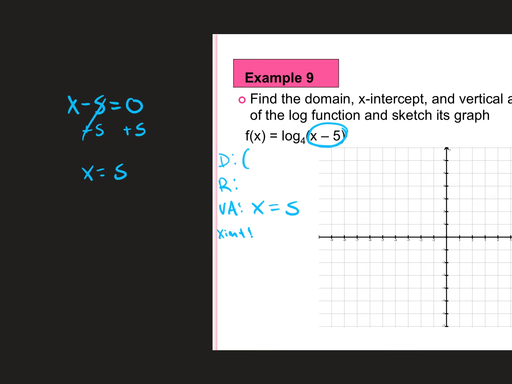And that means my domain goes from 5 to infinity. My range is always negative infinity to infinity with log function graphs. And then my x-intercept, I'm going to plug in 0 for y. So I have 0 is equal to log base 4 of x minus 5.